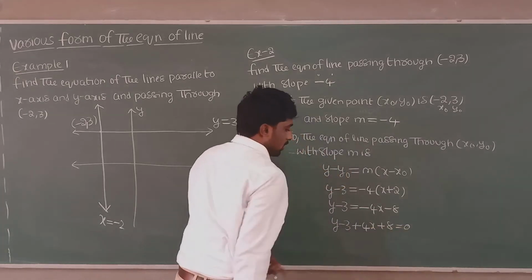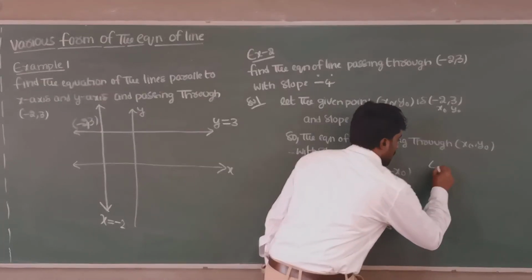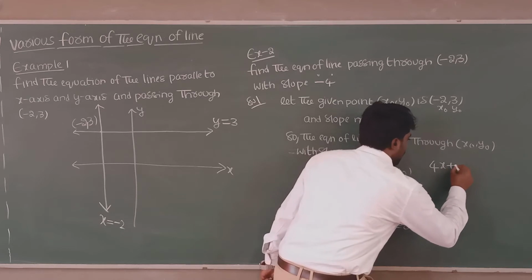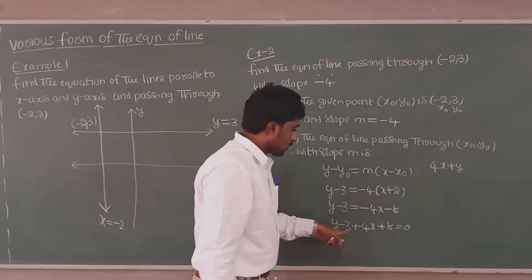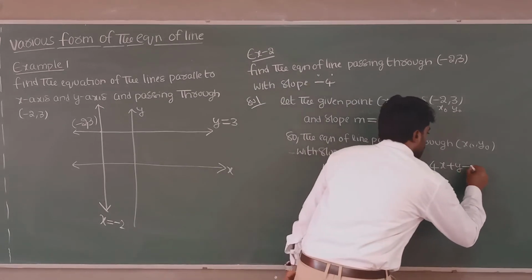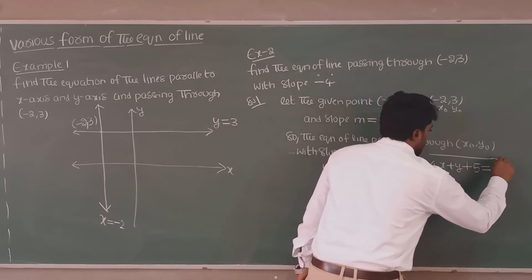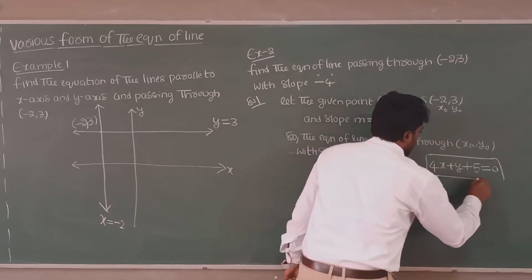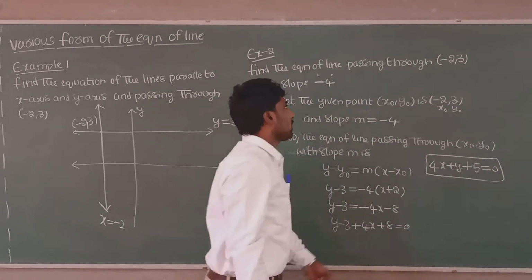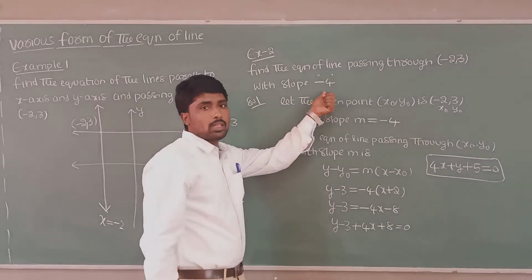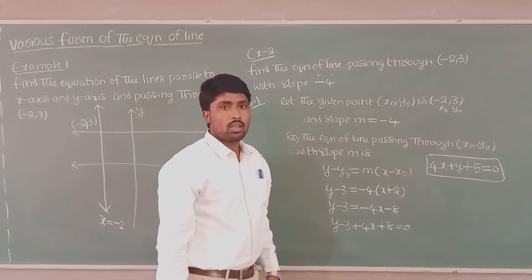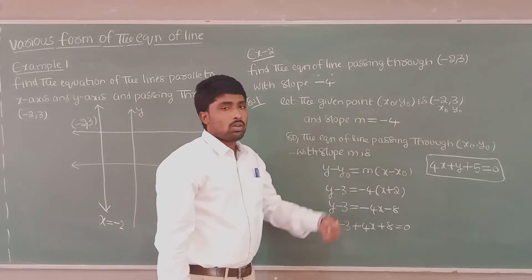Finally, if I write this equation here, what will I get? 4x plus y minus 3, minus 3 plus 8 becomes what? Plus 5, which is equal to 0. So this is the equation of a line passing through the point with slope minus 4. So this is the line. Do all of you understand? Now all of you note down.